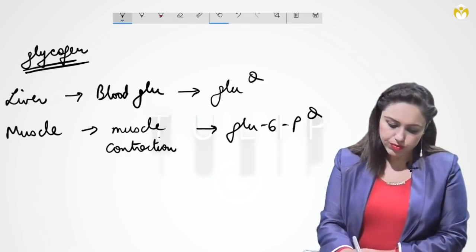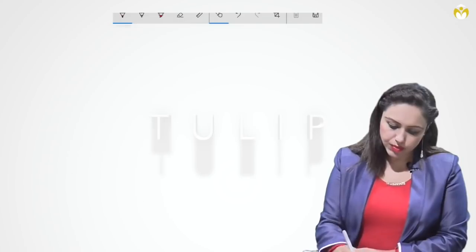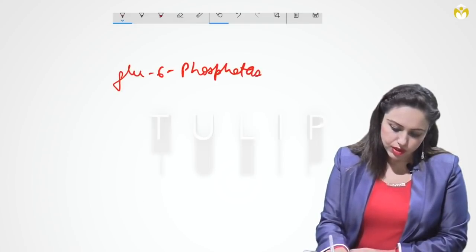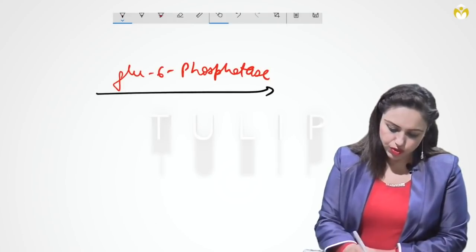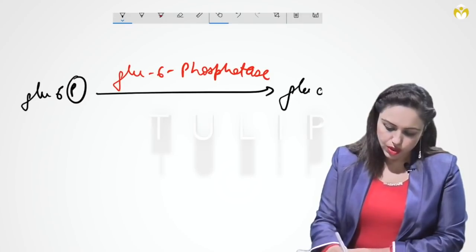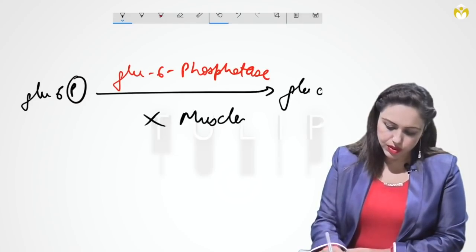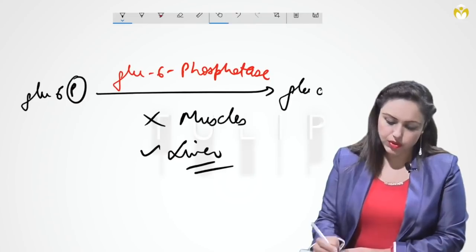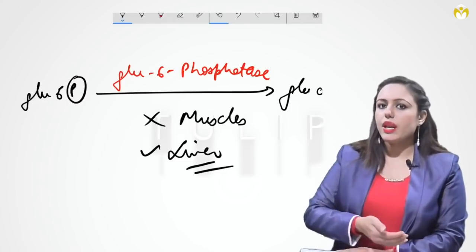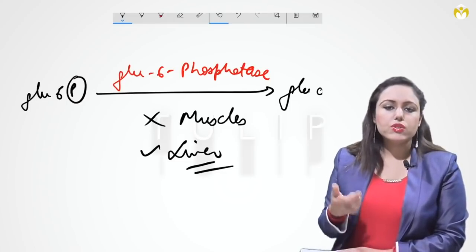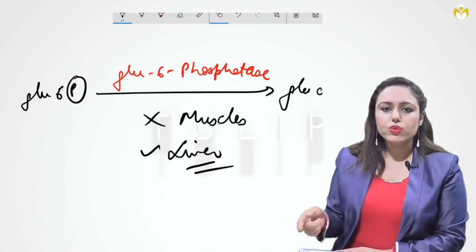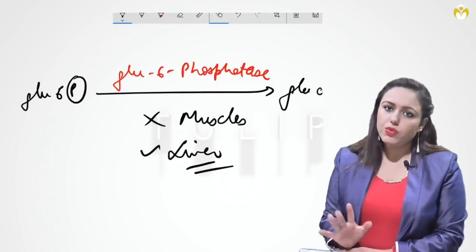So therefore the enzyme glucose 6-phosphatase, this enzyme which will convert glucose 6-phosphate to glucose, is absent in muscles and it is only present in liver, because we don't require this enzyme in muscles. In muscles, when glycogen is broken down, the end product is glucose 6-phosphate. After that, the next reaction, glucose 6-phosphate to glucose, has to occur only in liver, right?